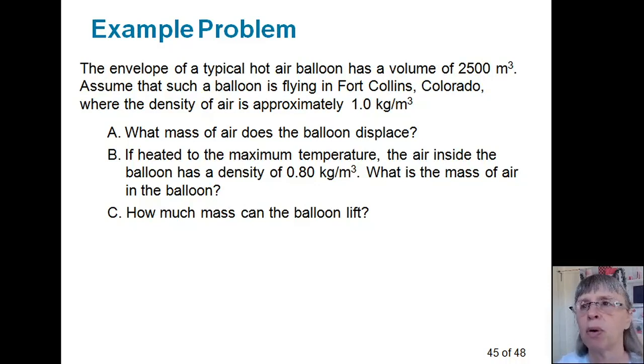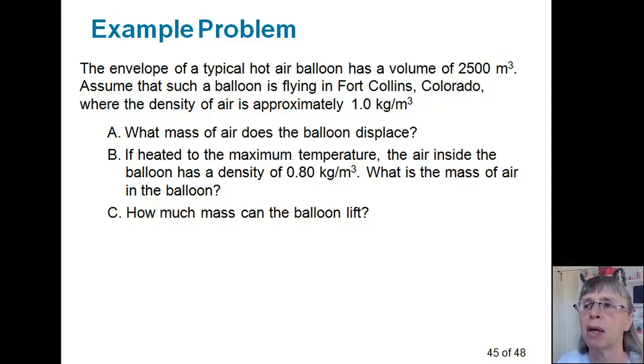So here I've got one more problem for you. Here we've got a hot air balloon. We're told it has a volume of 2,500 cubic meters, and it's in Fort Collins, Colorado, where the density of air is 1.0 kilograms per meter cubed. First off, we're asked to calculate the mass of the air that the balloon displaces.